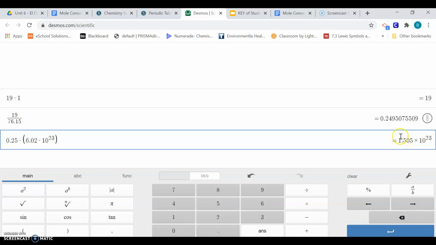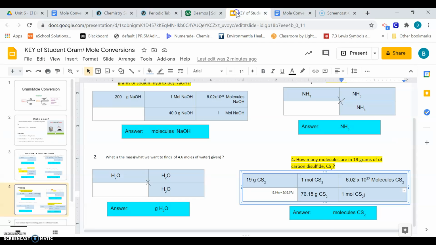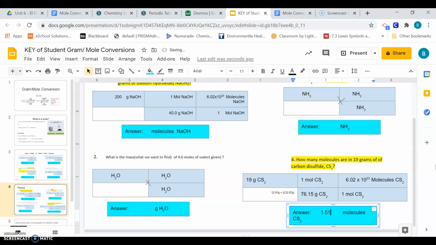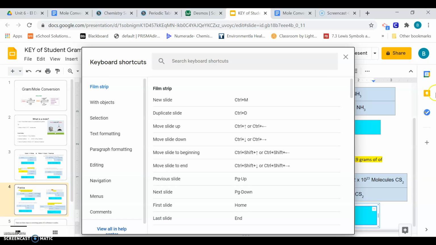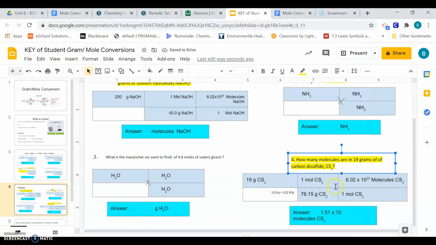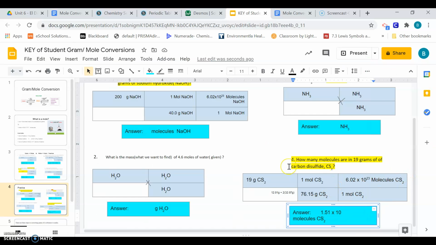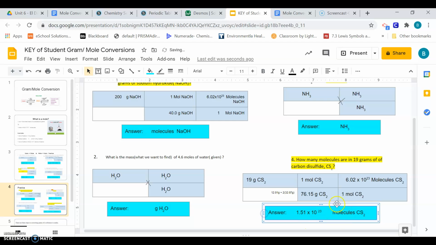So our final answer we get here on the right side, 1.505, so we'd round up, 1.51 times 10 to the 23rd. So we'll go back, and our final answer here is 1.51 times 10 to the 23rd molecules of carbon disulfide.